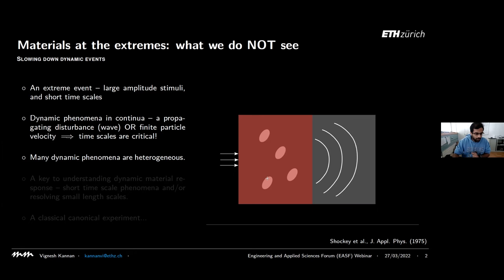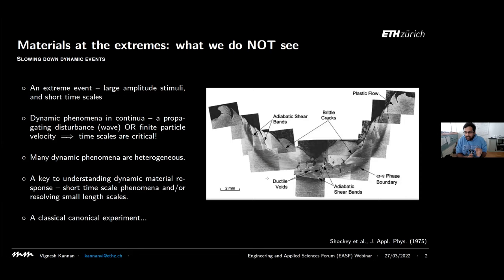So one key to understanding these dynamic material responses is in understanding short timescale phenomena at short length scales because of the heterogeneity, right? What I mean by heterogeneity is that you have a lot of microscopic mechanisms that kick in inside the material. And to be able to observe these short timescale phenomena at these short length scales is critical in understanding material response and possibly predicting them using robust models.